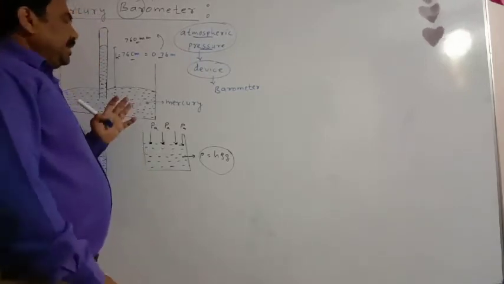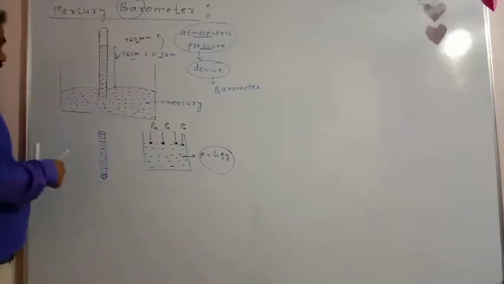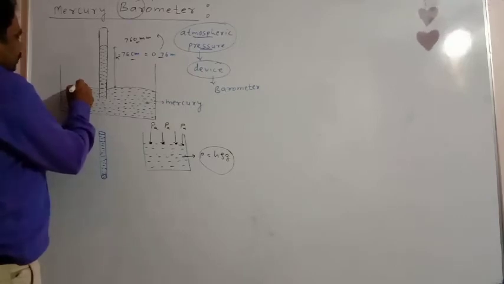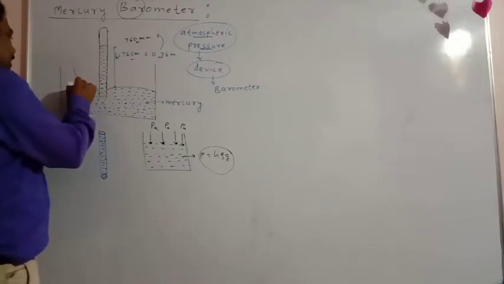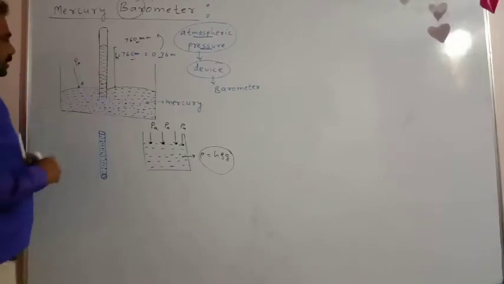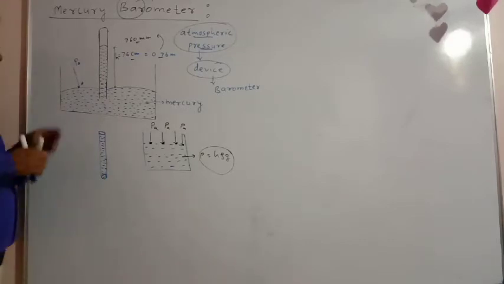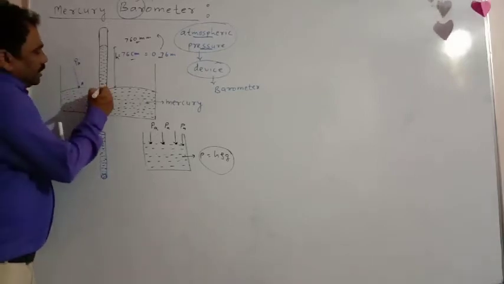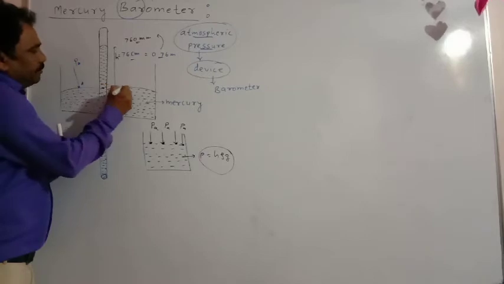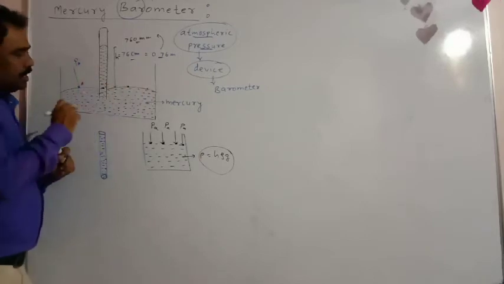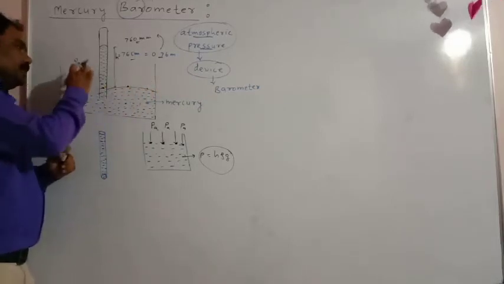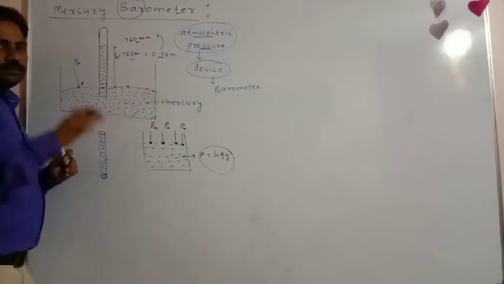Now if we want to calculate the atmospheric pressure using this barometer, we should consider one point. Suppose that point is point A, and on point A there is a pressure, that is atmospheric pressure. So the atmospheric pressure exerted on this point A must be equal to the atmospheric pressure exerted on point B, point C, point D, like this. Whatever the points which are at the horizontal level, the atmospheric pressure exerted on those points will be the same.